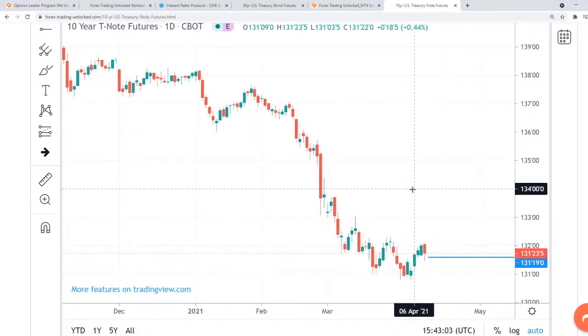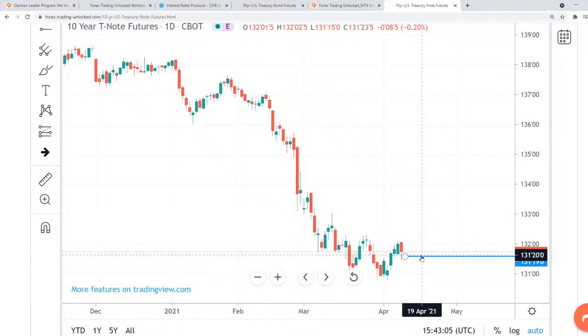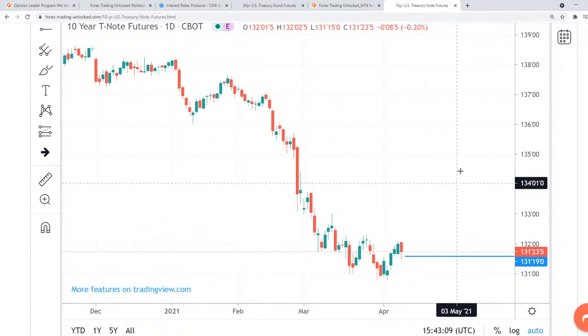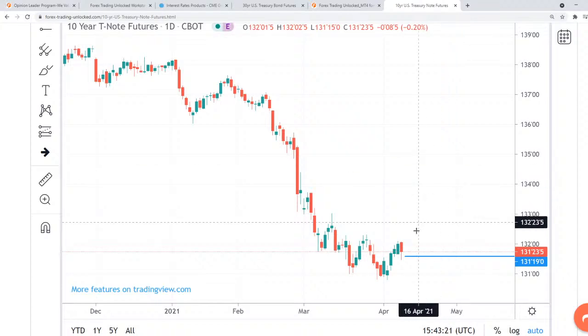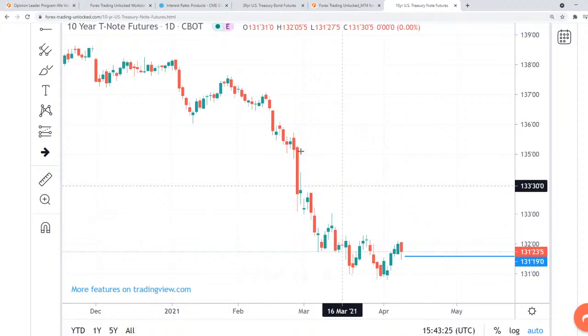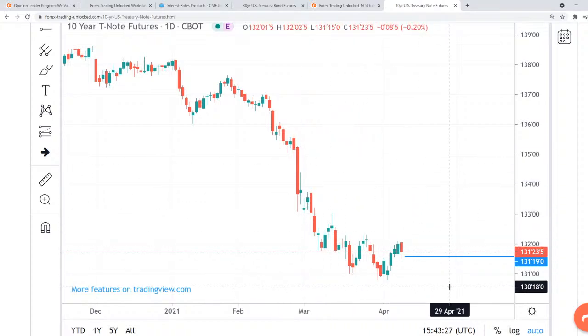Now, the 10-year note where it's at right now, if let's say we start to rally up to 133, 134, 135, that would start to weaken the dollar, because as the interest rates go down, remember there's an inverse relationship. As 10-year prices go up, interest rates go down. As 10-year prices go down, interest rates go up.